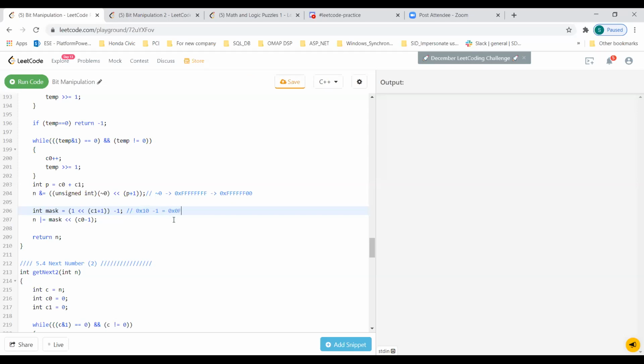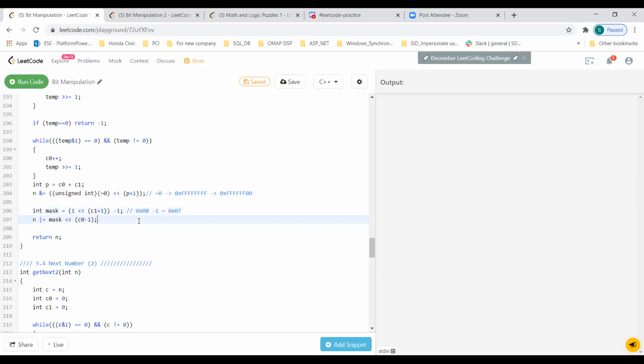correct? No, it should be 7, sorry. Yes, 7. So it should be 8 here. My bad. Because we are shifting to the third bit only, C1 is 2, and 2 plus 1 will be 3. So if I shift it, it will be 0x08, and then I subtract 1 from it, it will be 0x07.